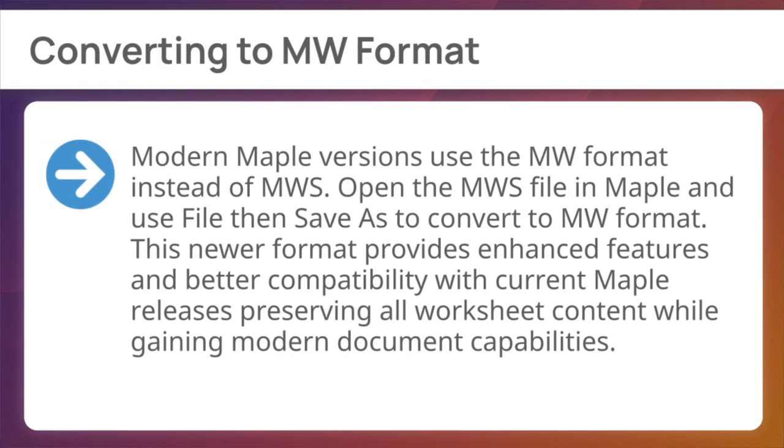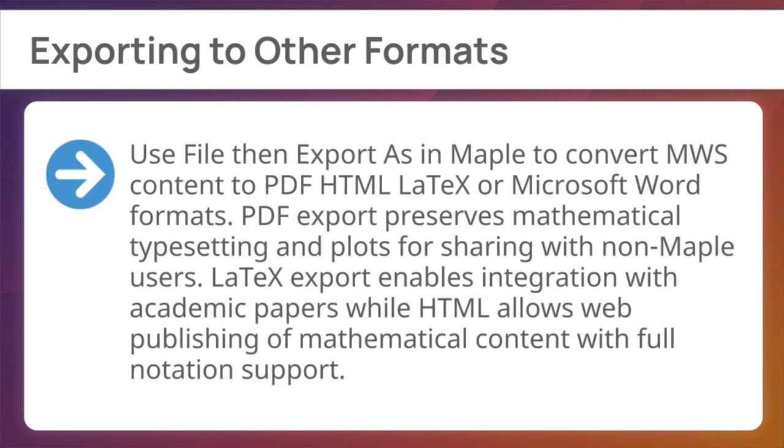Modern Maple versions use the MW format instead of MWS. Open the MWS file in Maple and use File then Save As to convert to MW format. This newer format provides enhanced features and better compatibility with current Maple releases, preserving all worksheet content while gaining modern document capabilities. Finally, exporting to other formats.